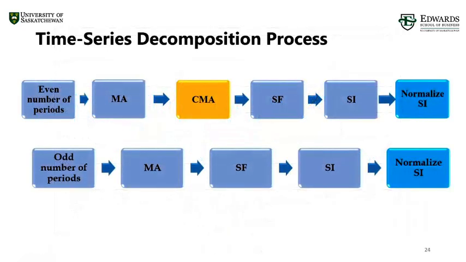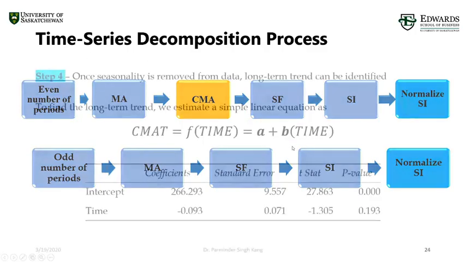This is the process we went through up to this point. If you have an even number of data points, we take a moving average and center it using the additional step. From here we calculate a seasonal factor, then seasonal index, then normalized seasonal index. For an odd number of periods, you don't need the additional step. You simply take the moving average, seasonal factor, seasonal index, and normalized seasonal indices.